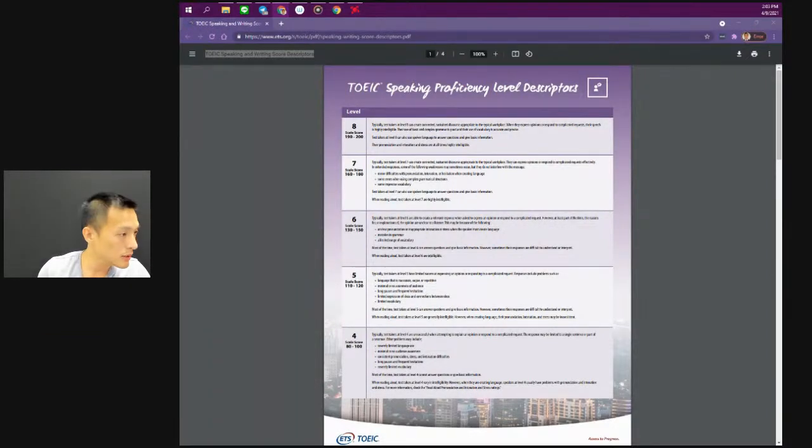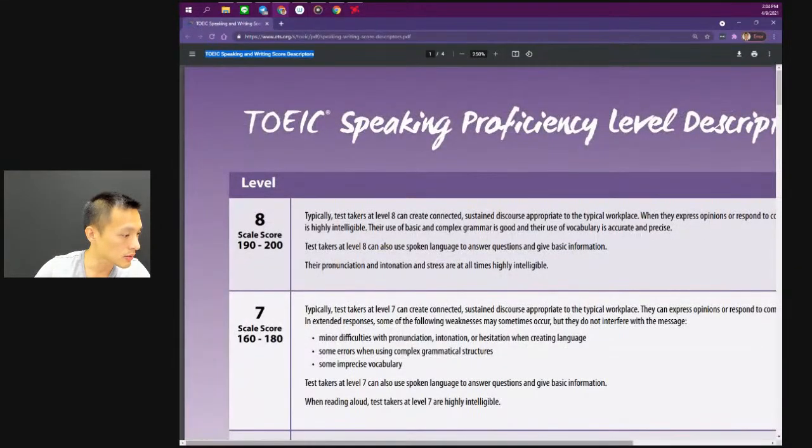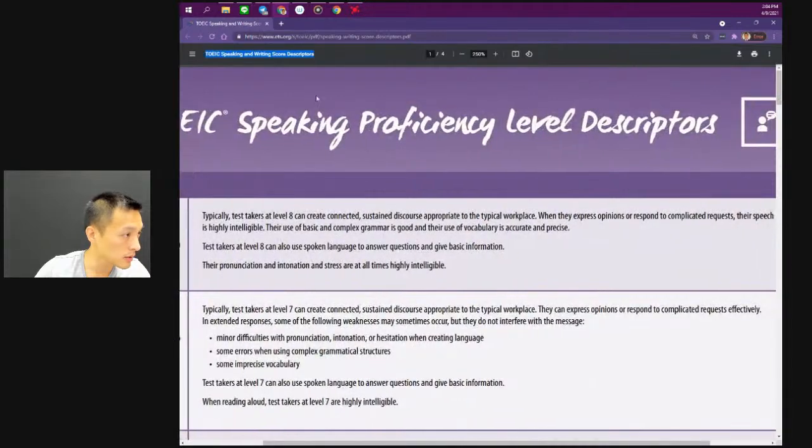Okay, so again, we're just going to look at the top score possible, right? So that's level 200, I guess, if they're still using this scale.